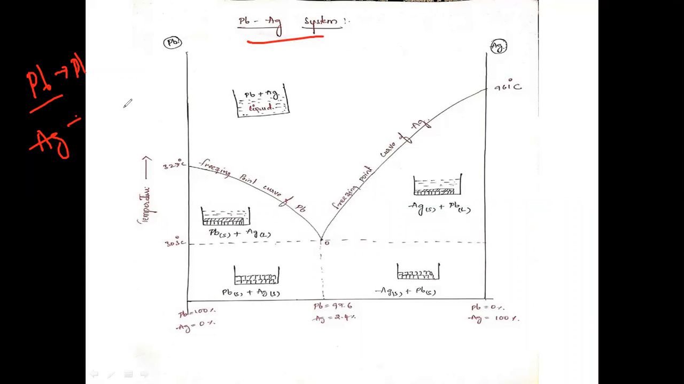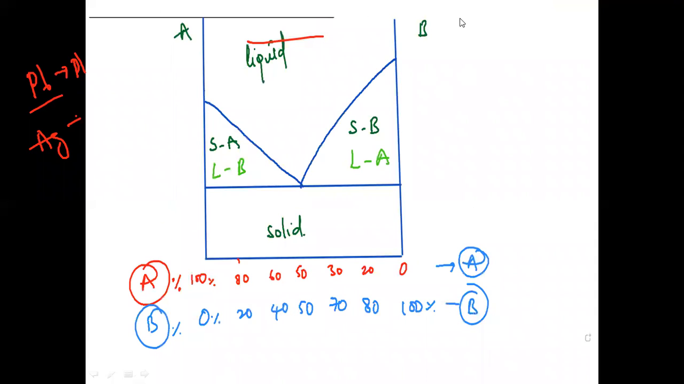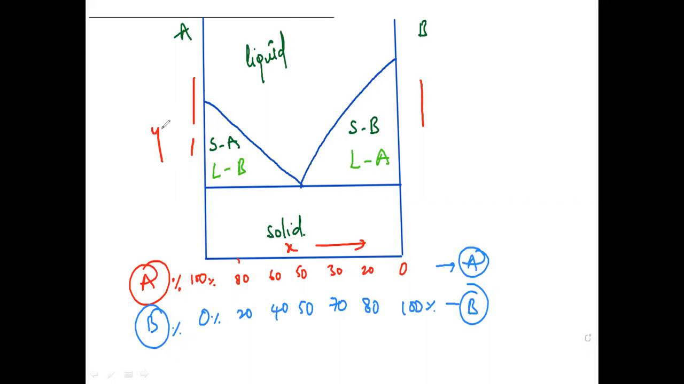So let us see how we can draw this phase diagram for the lead silver system. First you must understand this. So we are drawing these two lines: the x-axis is concentration and the y-axis is temperature.